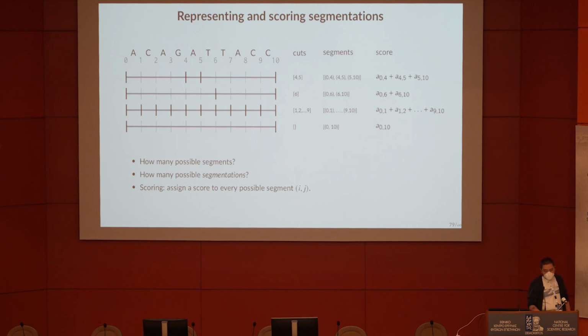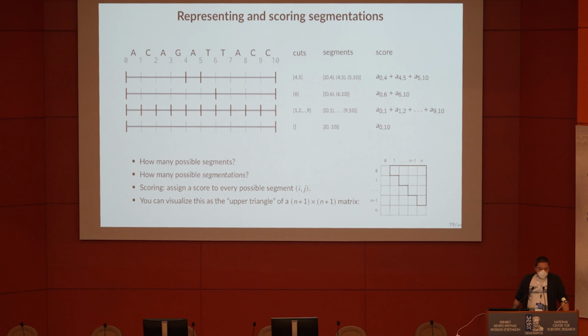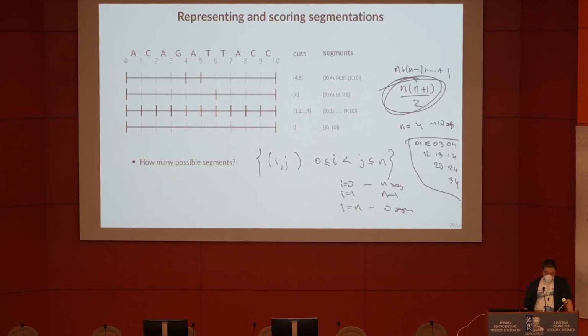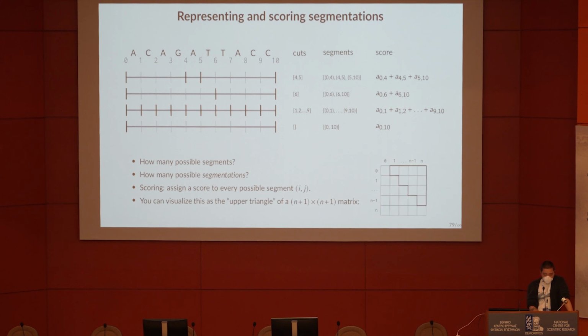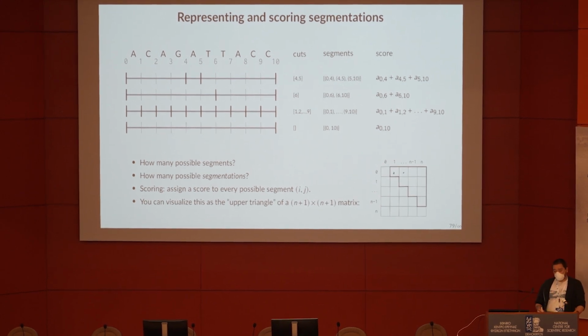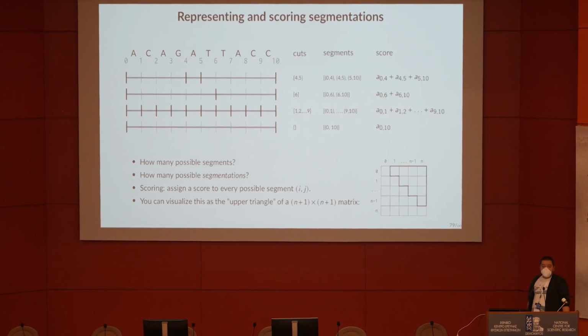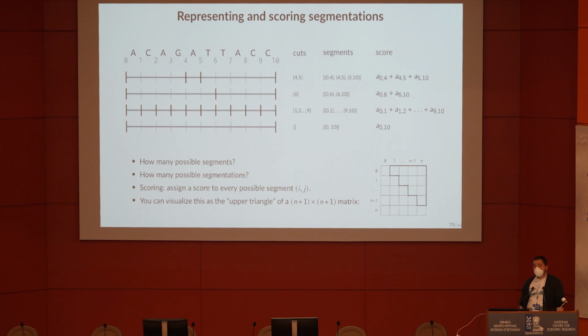Indeed, if we assign a score to every possible segment ij, you can view this as the upper triangle of an n plus 1 by n plus 1 matrix. Okay, so this upper triangle corresponds exactly to what I drew here. Yeah, exactly. This is 0,1. This is 0,2. It corresponds exactly to what I drew there. So what we need is, once again, some sort of neural net or linear model or whatever to give us a score for every possible segment, not segmentation. So there are only n times n plus 1 over 2 possible segments. Not too much. The upper triangle of a matrix. We can handle this on our computers, right?